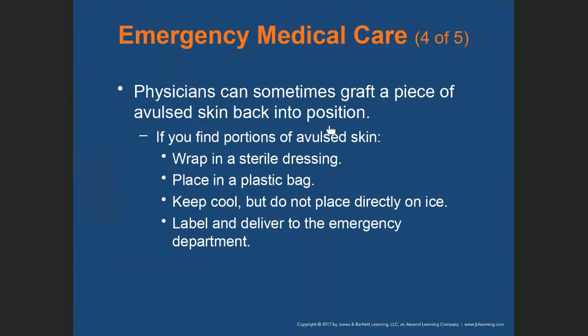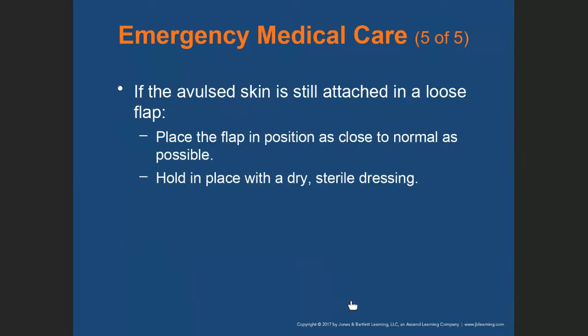Physicians can sometimes graft a piece of avulsed skin back in position. If you find portions of the avulsed skin, wrap it in a sterile dressing, place it in a plastic bag, keep cool, but do not place directly on ice, and label and deliver to the emergency department. If the avulsed skin is still attached in a loose flap, place the flap in a position as close to normal as possible and hold it in place with dry, sterile dressing.